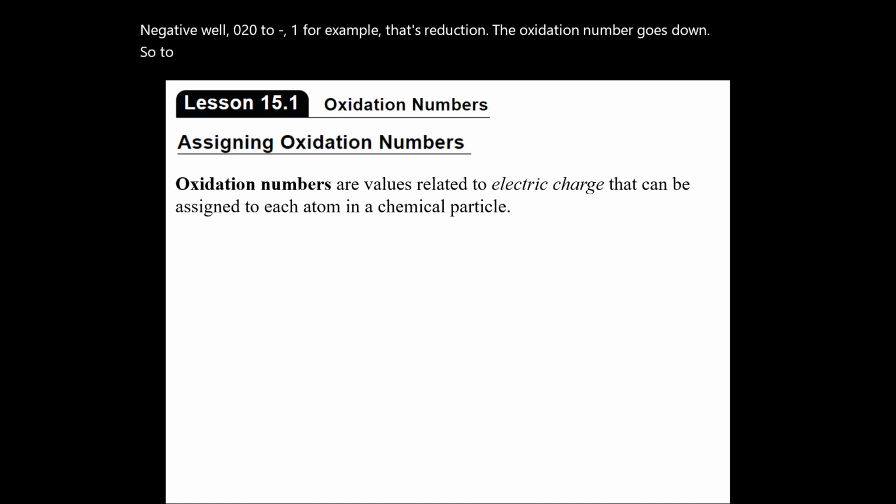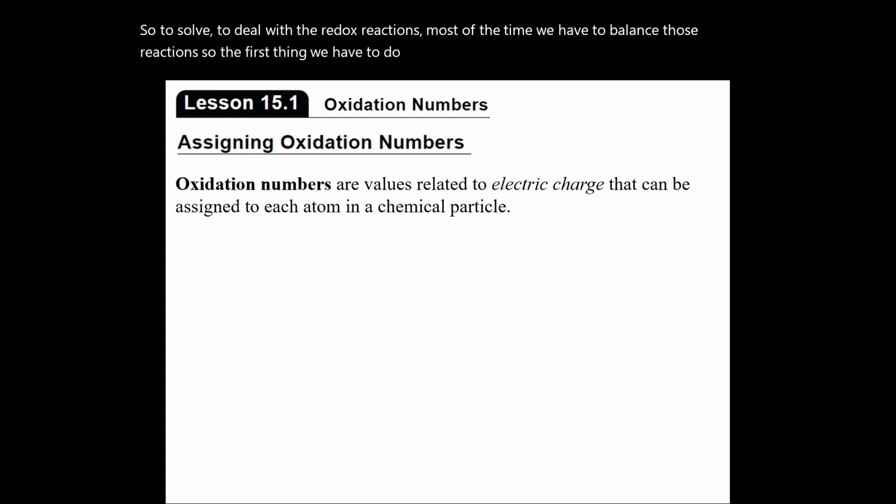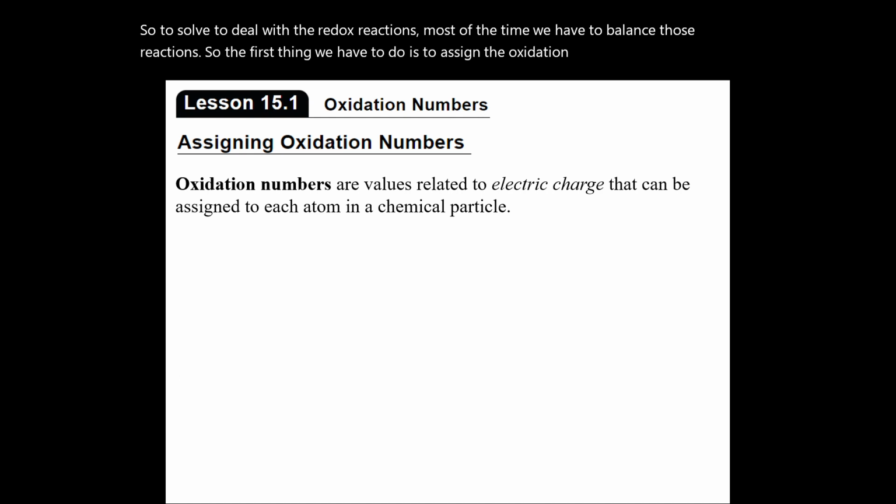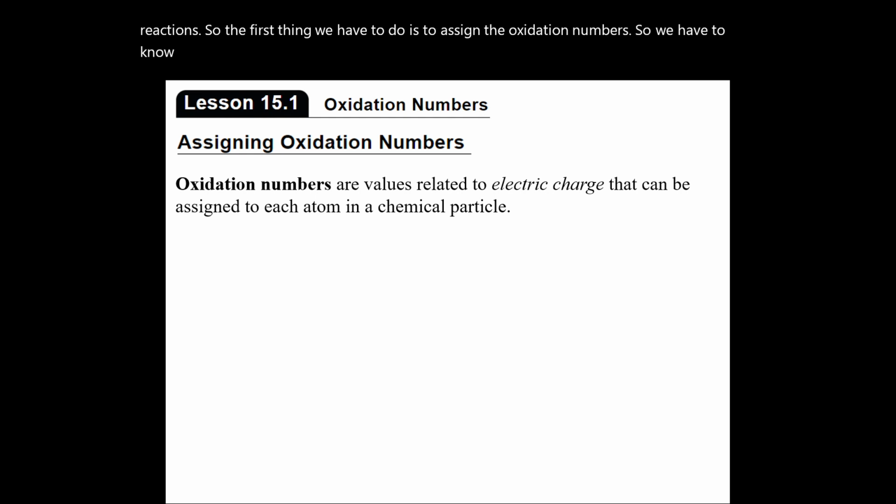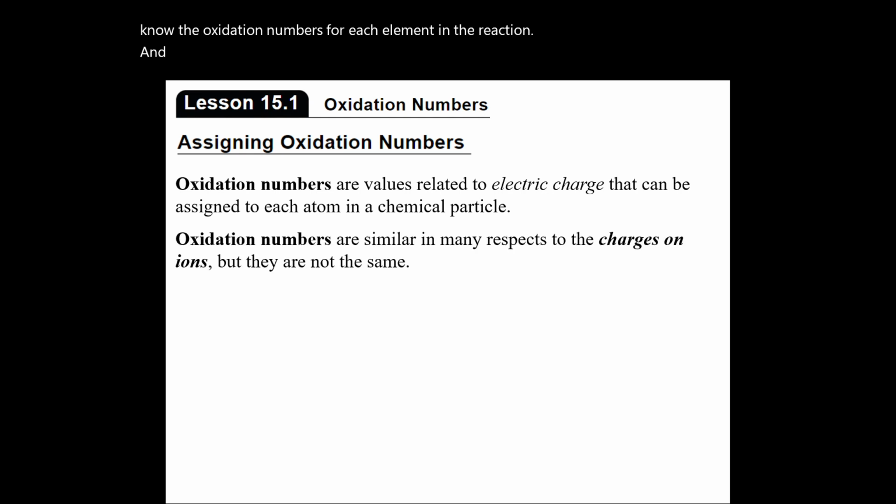To deal with redox reactions, most of the time we have to balance those reactions. So the first thing we have to do is to assign the oxidation numbers. We have to know the oxidation number for each element in the reaction. The oxidation numbers are similar in many respects to the charges on ions, but they are not the same.